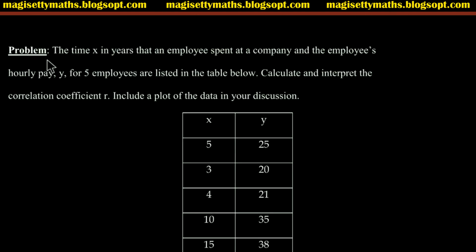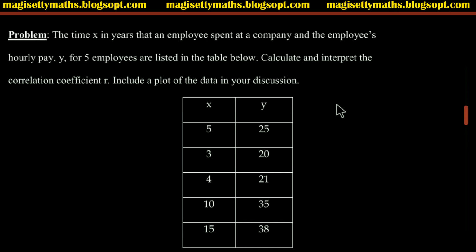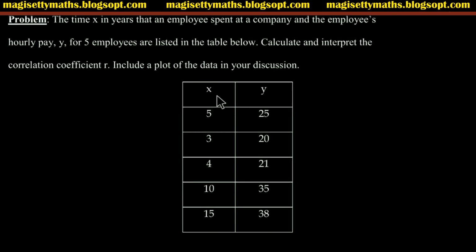Now coming to the example problem: the time x in years that an employee spent at a company and the employee's hourly pay y for 5 employees are listed in the below table. Calculate and interpret the correlation coefficient and include a plot of the data in your discussion. Now given x, years, y, hourly pay.